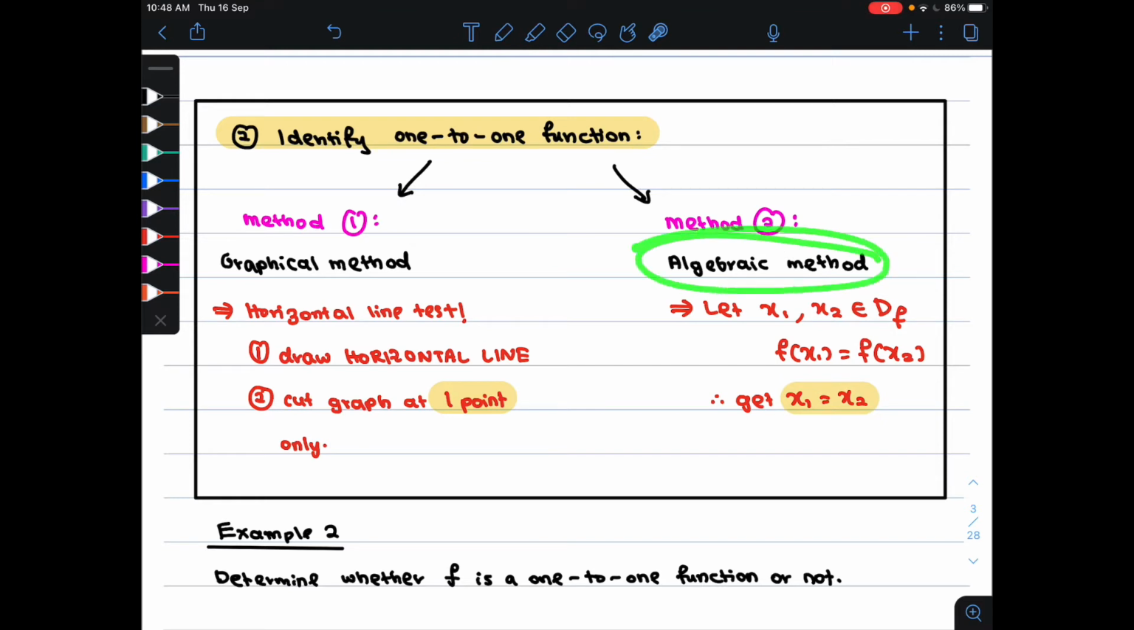So, untuk algebraic method, dua step ni wajib. And then bila kamu solve f(x1), f(x2) ni, at the end kamu patut dapat x1 equal to x2 sahaja. Okay? So, kalau kamu dapat x1 equal to x2 sahaja, ini maksudnya function tu adalah one-to-one function.